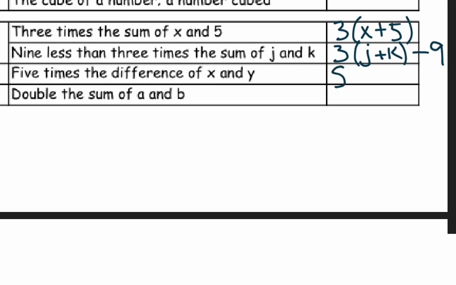Alright, next one says 5 times the difference of x and y. So 5 times the difference, so that would be a subtraction problem, of x and y. And you can't write it the other way around. You can't have y first because it's given to you in this order and you have to follow that order. Alright, the last one says double the sum of a and b. So double dictates that 2 and the sum is adding of a and b. So add a and b and then times it by 2.